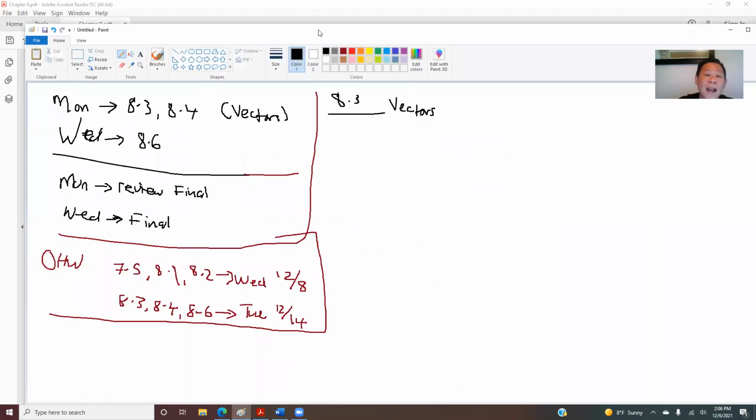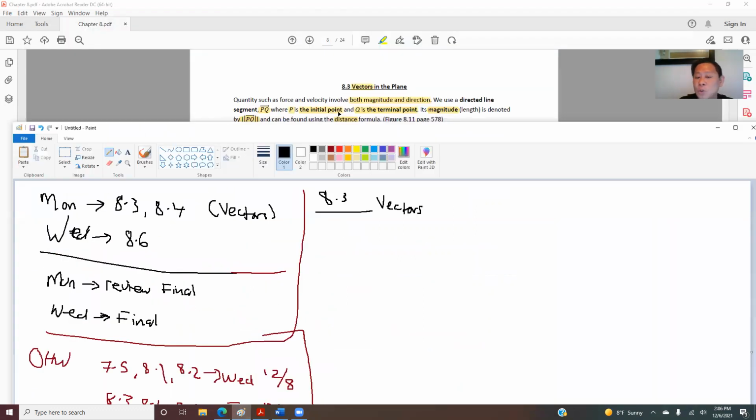So let me tell you what vectors are here. Vectors must involve two things: one is magnitude and one is direction. So let's say that you have a starting point P, and this is Q. So this is vector PQ, and we draw a little arrow on it. That means P is the starting point, Q is the ending point. The magnitude is the distance from P to Q. So the distance between these is what we call your magnitude.